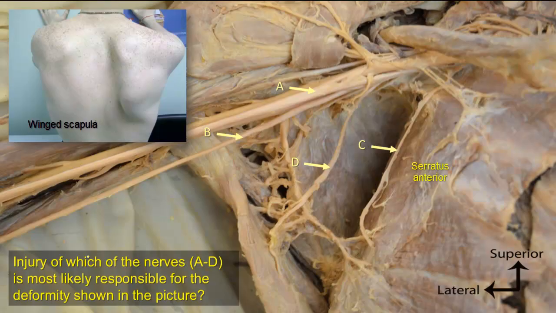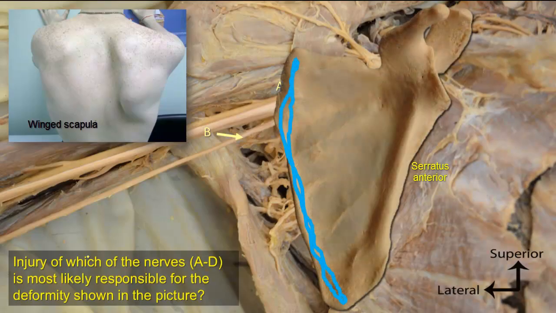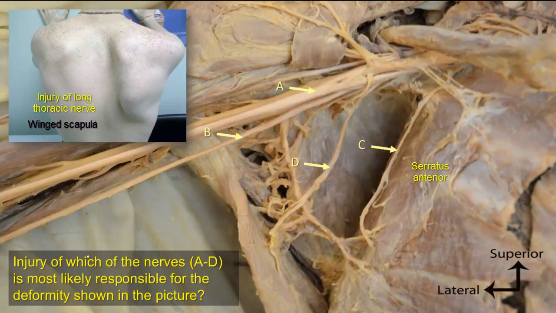This muscle forms a flat sheet that wraps around the thoracic wall and is attached to the anterior aspect of the medial border of the scapula. So when the muscle is paralyzed, the medial border of the scapula projects backwards, producing the winged scapula. The muscle, serratus anterior, is supplied by the long thoracic nerve, which is a branch of the roots of the brachial plexus.